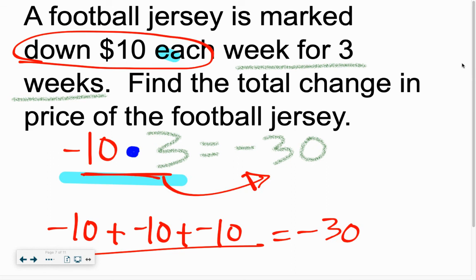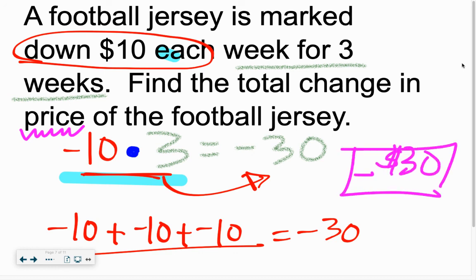Do note, though, could you please do me a little favor here? Could you put a little squiggly mark here underneath the word price? It didn't ask for an integer. If it did, we want negative 30. But it said find the total change in price. So what was the change in price? It went down $30, or the change in price was a negative $30. So that's the final answer.